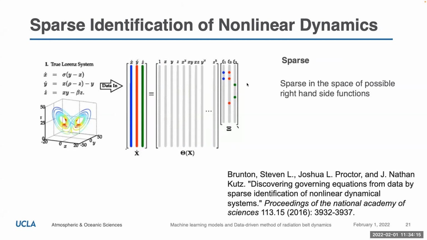When I say sparse, I mean sparse in the space of possible right-hand side functions. So right now, what we do is from our data, x and y and z, we construct vectors of all possible polynomial nonlinearities up to order 5. So for example, now we have 1 for every time.